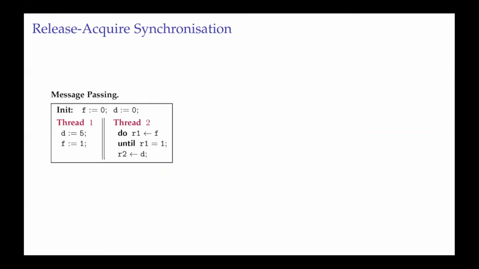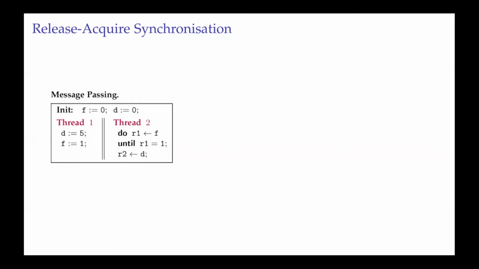To motivate this work, I would like to consider release-acquire synchronization via the message passing example that you can see on screen. The idea is that we have two shared variables f and d, where we can think of f as being a flag and d as being some kind of data variable. Initially, both f and d are set to 0. We have two concurrent threads, where thread 1 writes 5 to d and then sets the flag to 1. Thread 2 reads from the flag until the flag has been set to 1, and once it recognizes that the flag is 1, it goes ahead and reads from the data variable.